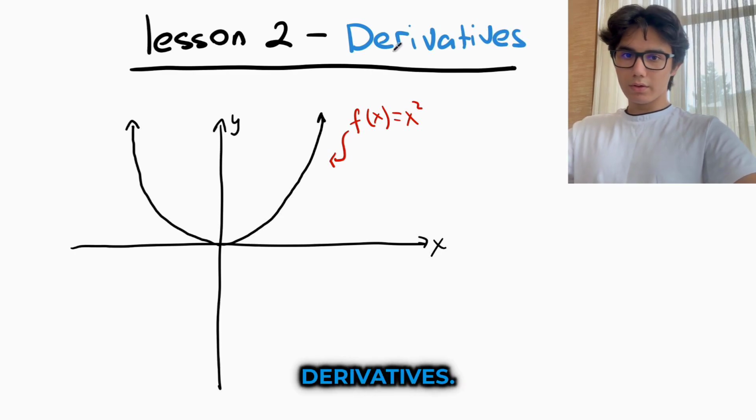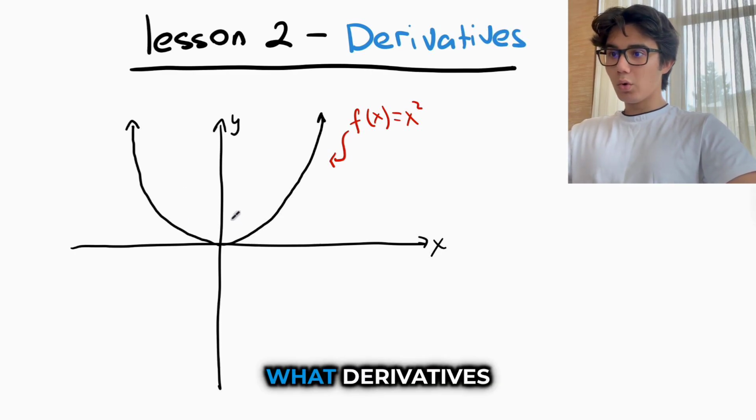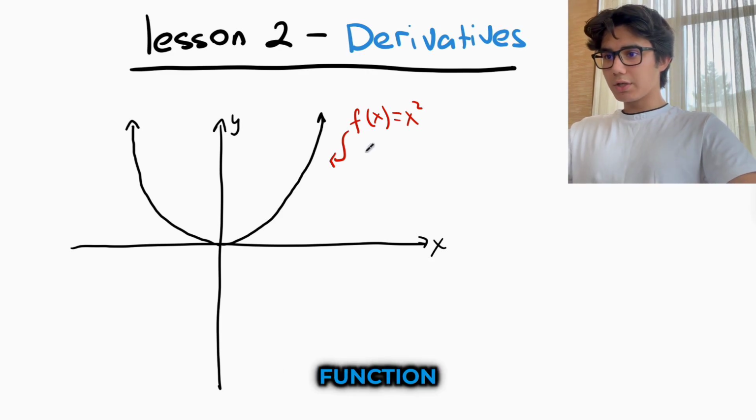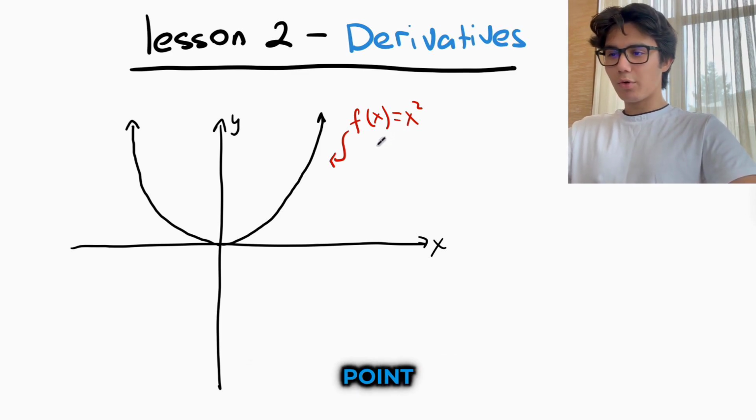Calculus lesson 2, derivatives. Let's get started. So today's lesson, we're going to define what derivatives are. We're talking about it every single time, but we need to know the true definition of it. We're given a function f of x equals x squared, and we are trying to find the derivative of this function, meaning an expression for the slope of the function at any given point x.